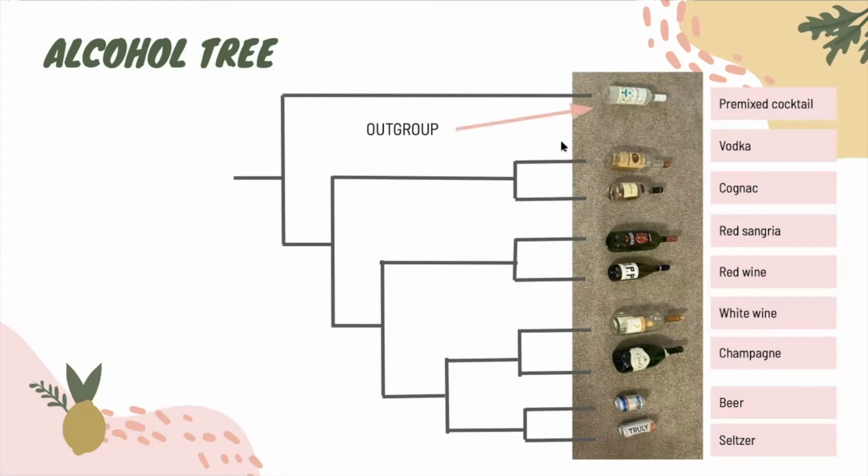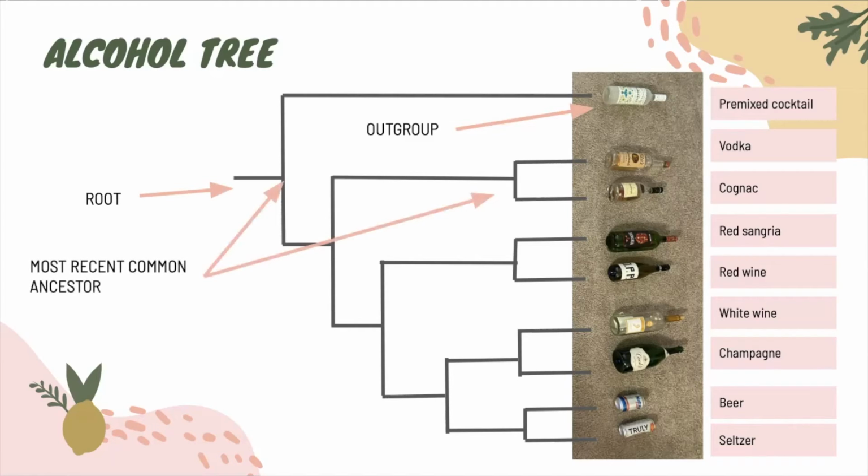And our outgroup just means that it diverged early on from the rest of the species in the phylogenetic tree. So it has evolved separately from the rest of these. And then this is a rooted tree. And a rooted tree just means that we infer the order of divergence based on OTUs, or the genetic differences of the outgroup.